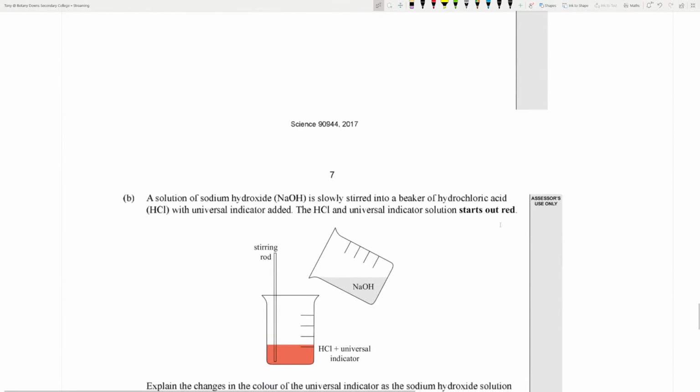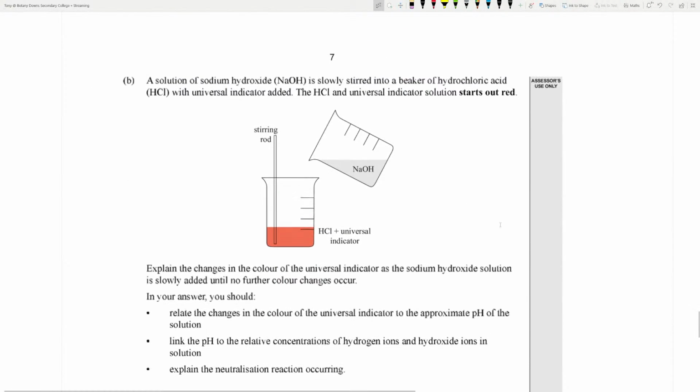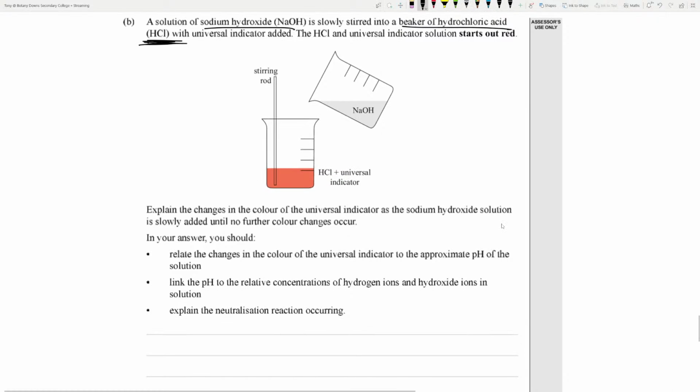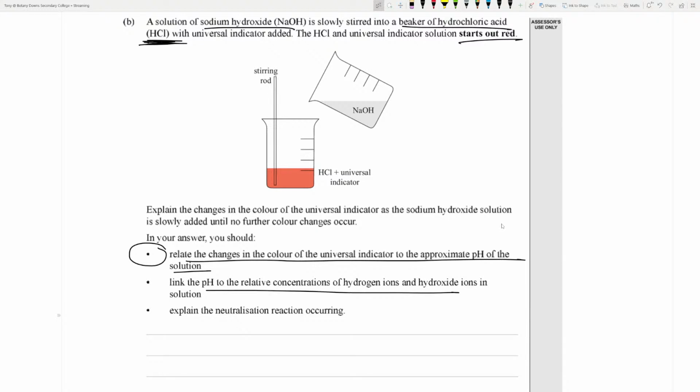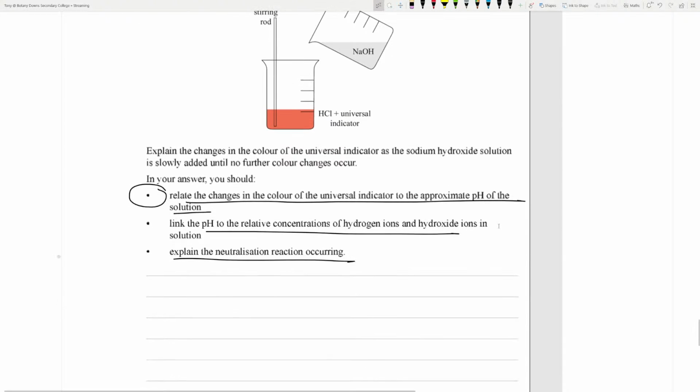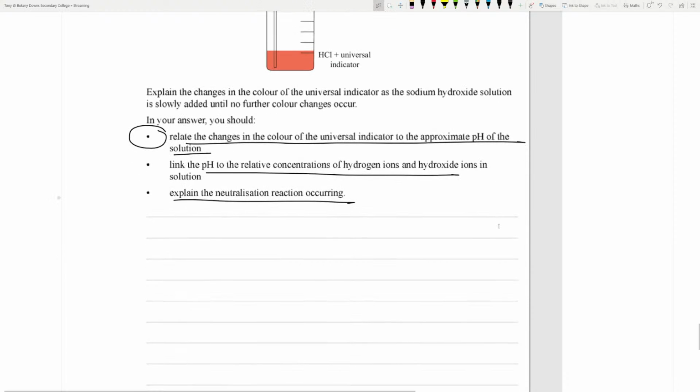Okay, anything else? Oh, this is a very, very typical question. If you're sitting on the verge of achieve/merit, this is something you can do to cement your grade. So we have a solution of sodium hydroxide slowly added to a beaker of hydrochloric acid. You're starting out red. They want you to relate the changes to the approximate pH of the solution, link the pH to the ions, and then explain the neutralization. So what you could do, this is one of those points I was talking about before.